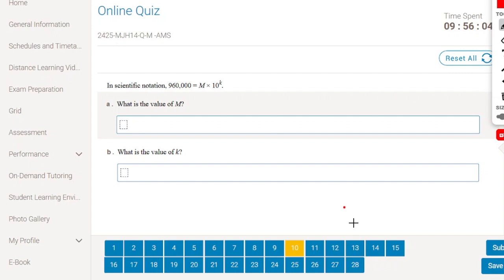Now question number 10. In scientific notation, I have 960,000 equal to m multiply 10 over k. Let's make this number in scientific notation. I have 960,000. Here will be the decimal point. So I'll move 1, 2, 3, 4, 5. So it will be 9.6 multiply 10 power of 5. So what is the value of m? It will be 9.6. What is the value of k? It's 5.